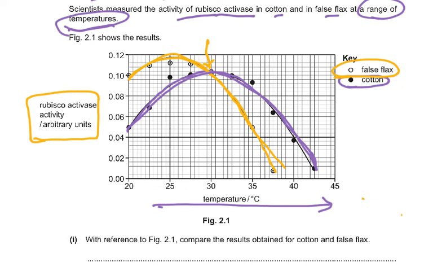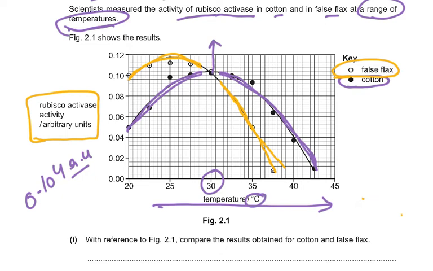The other similarity is that activity is the same at 0.104 AU, and this is the point which they are talking about. So this is the point where it intersects, and this is at 30 degrees Celsius. At 30 degrees Celsius. That was the two similarities.